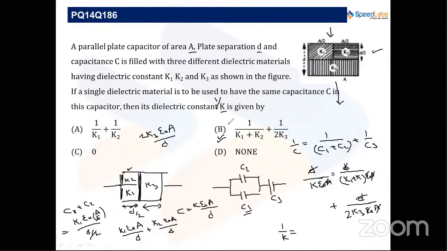So you'll get B if they are asking 1 by k, otherwise none will be the answer अगर k ही पूछा है. Is that clear everyone? Do I have said yes? 3. किसी को डाउट है तो just ask the doubt.